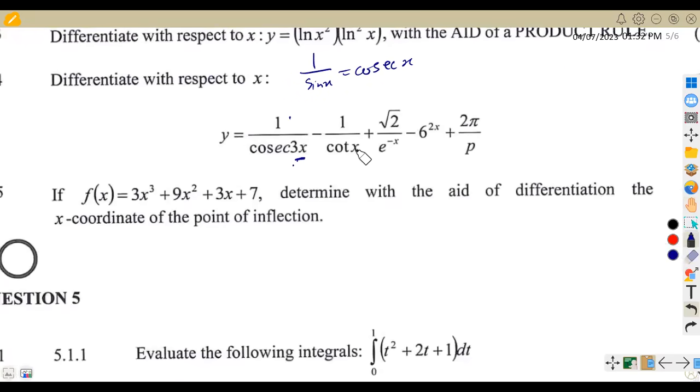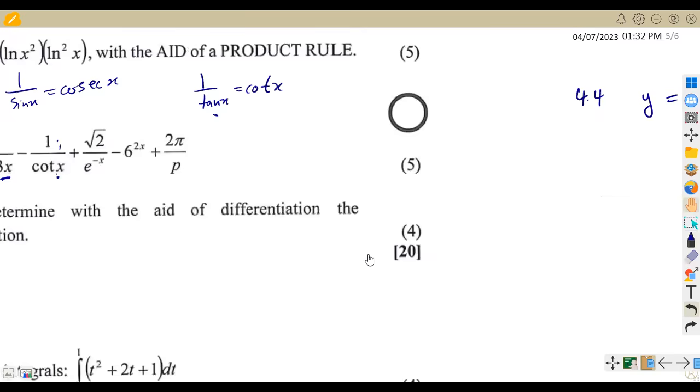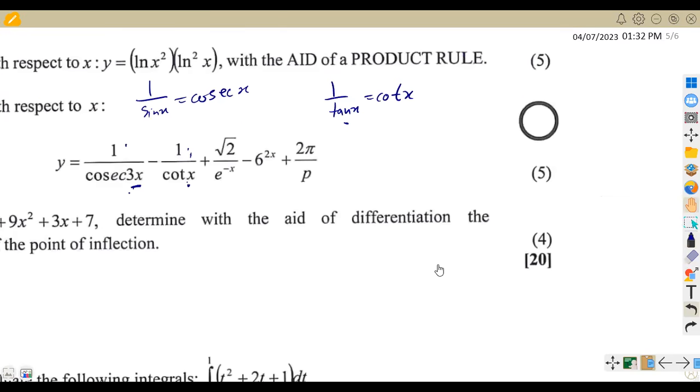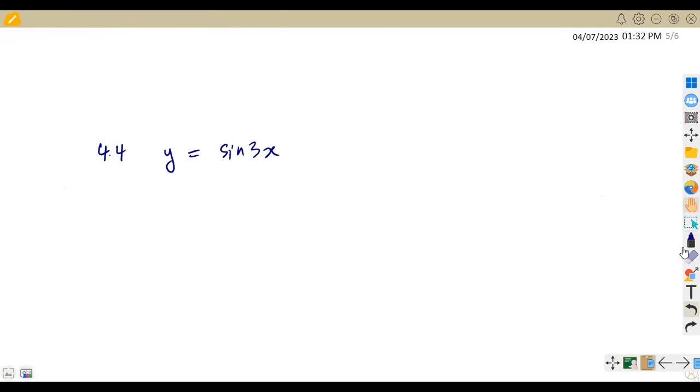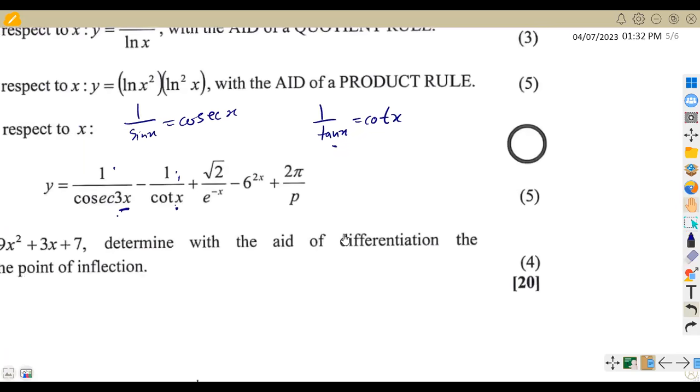We have got 1 over cot. Remember, 1 over tan is the one which gives us cot x. So meaning 1 over cot is a reverse. It gives us tan x. So this is supposed to be tan x in this case. Are we subtracting? Okay, we are subtracting in this case. So it's minus tan x. All right, minus tan x. We move on.